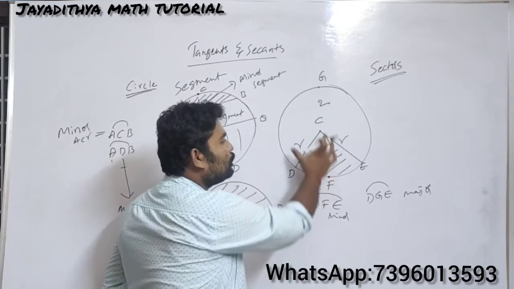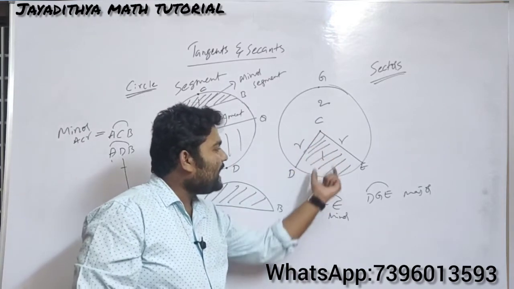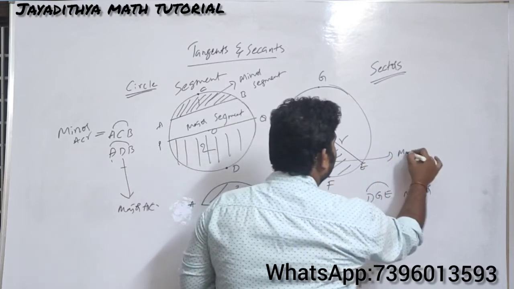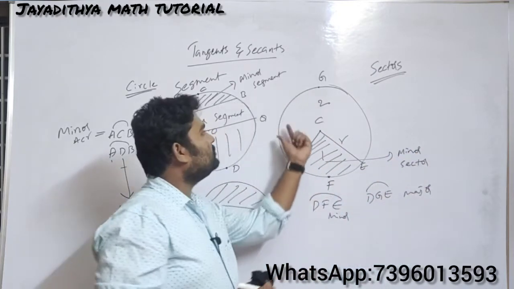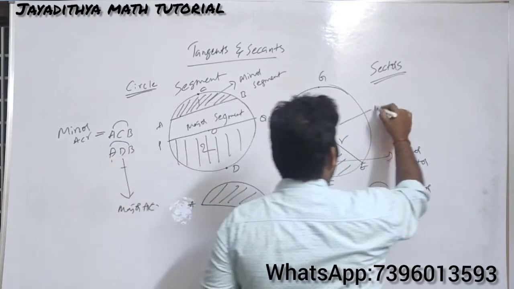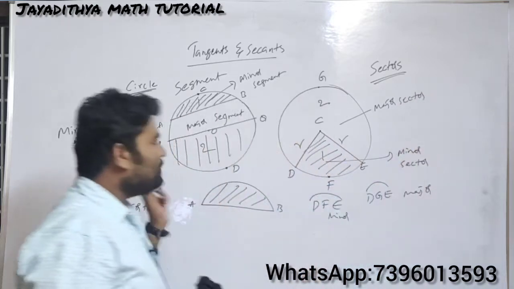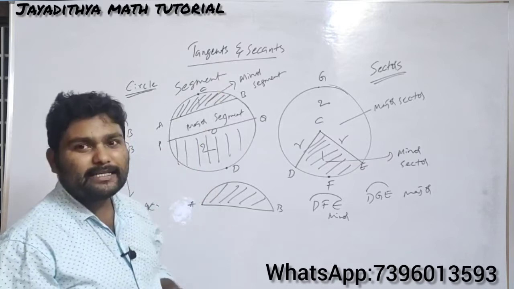The area enclosed by two radii and the minor arc is known as the minor sector. This is the minor sector. And the area enclosed by the two radii and the major arc is known as the major sector. These are the important basic concepts you must know before getting into tangents and secants.